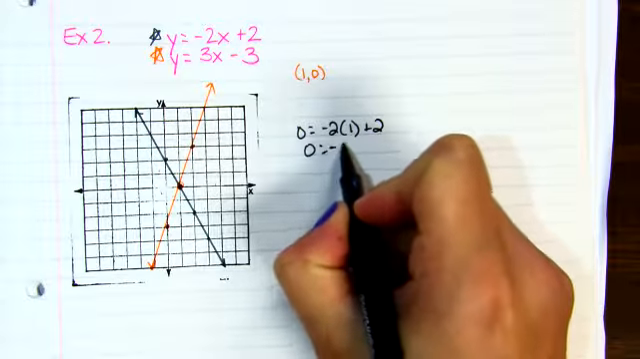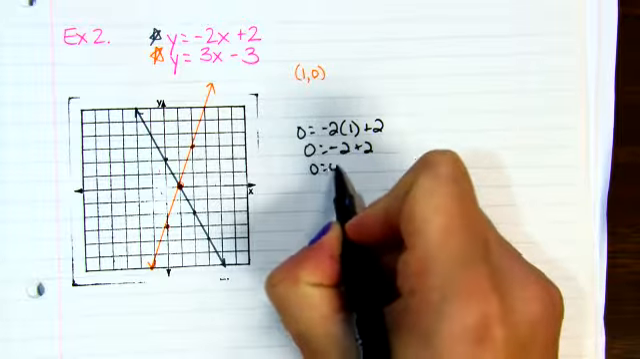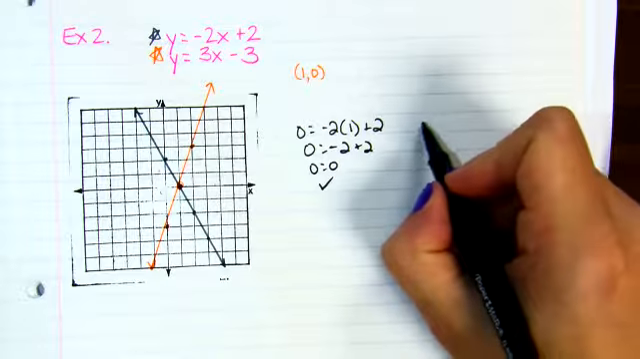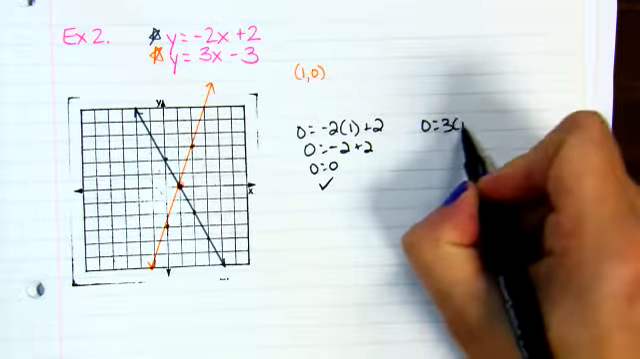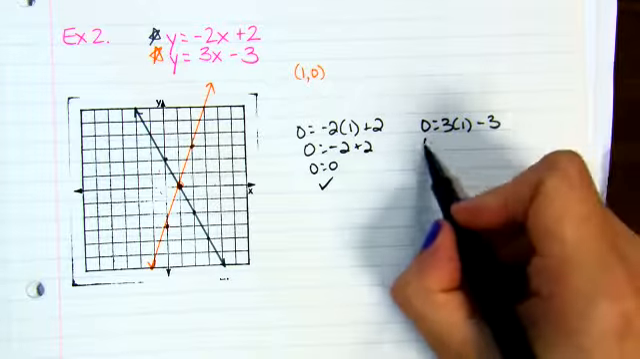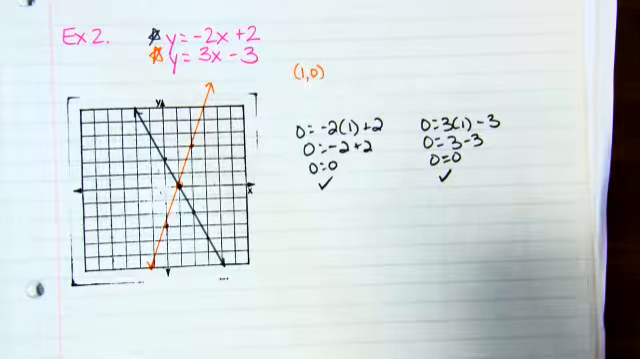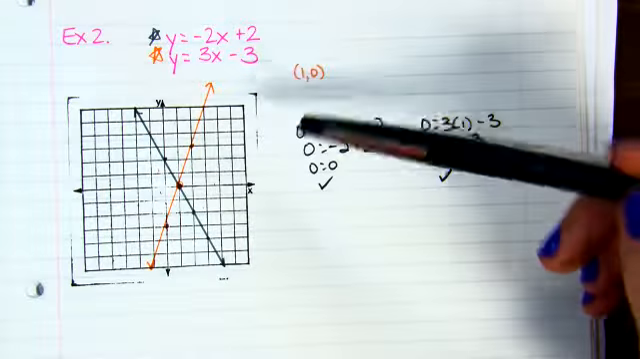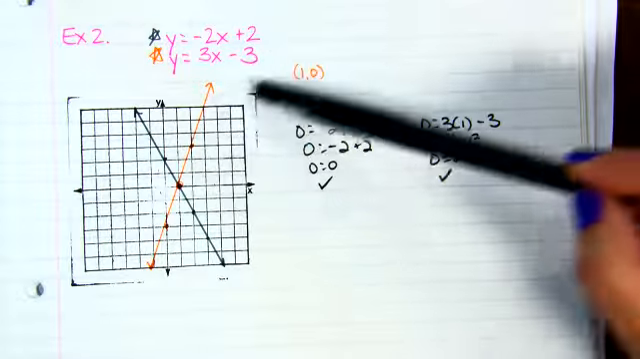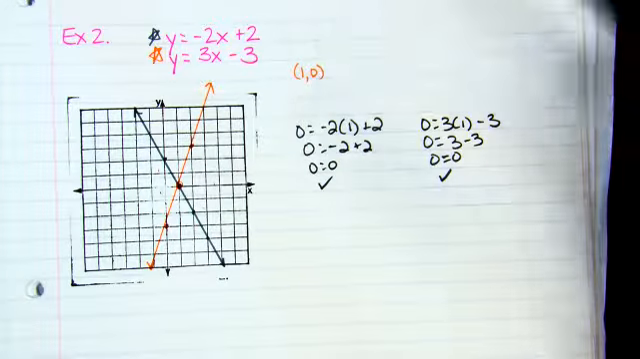So does 0 equal negative 2 plus 2? Yep. And then 0 equals 3 times 1 minus 3. I want to check for both equations. 3 minus 3 is 0. So yep, it works for that equation as well. So the solution for this system of equations is the point 1, 0.